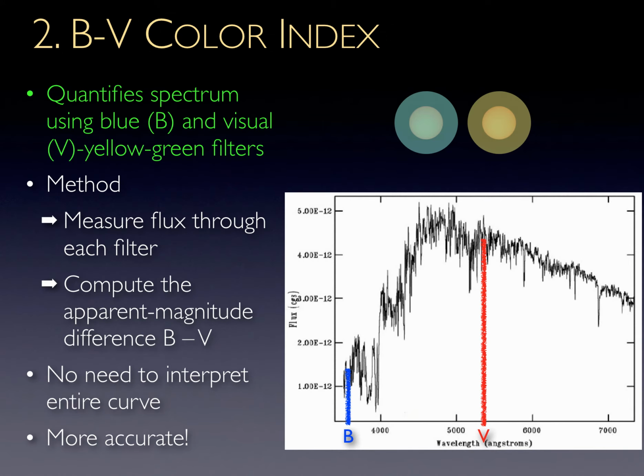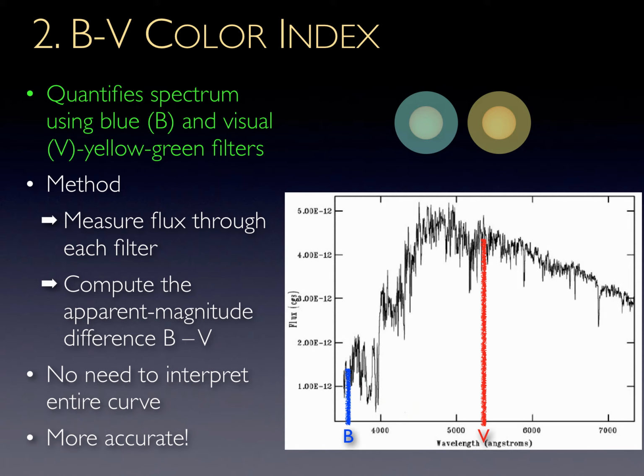A more precise way is to simply sample the spectrum at 2 or 3 different wavelengths. To do this, light is passed through a filter that lets in only a very narrow band of light that is centered on a particular wavelength. Two such filters are a blue filter, letting in a narrow band of light centered on 3,500 angstroms, and a visual filter centered on 5,300 angstroms.